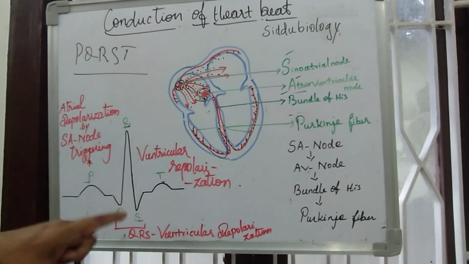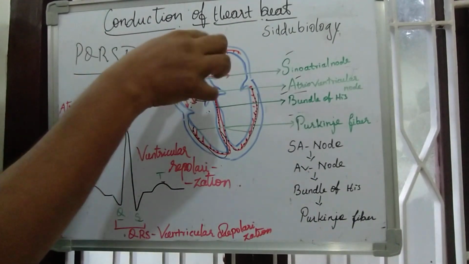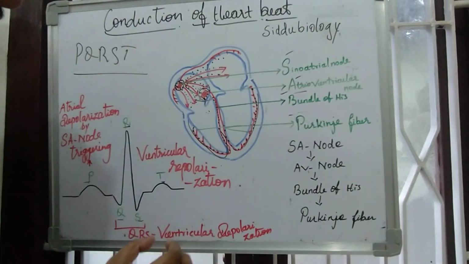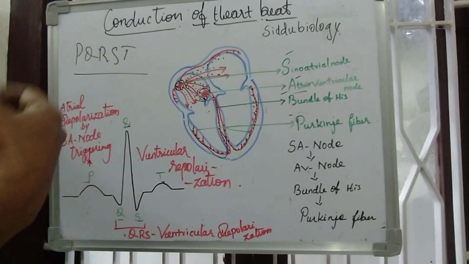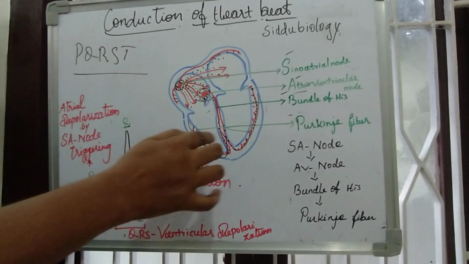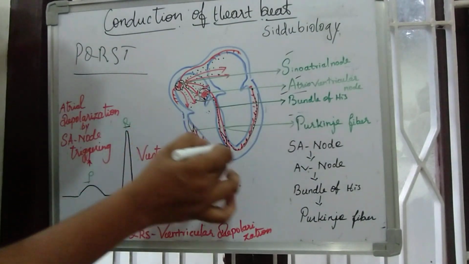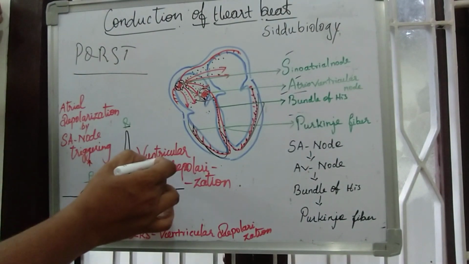Next is QRS. QRS means that after the AV node, a high amount of electrical impulse is generated around the ventricle. It is called ventricular depolarization, which means the ventricle contracts. Next, ventricular repolarization means that around the ventricles, the ventricle goes to a relaxed state. It is called ventricular repolarization.